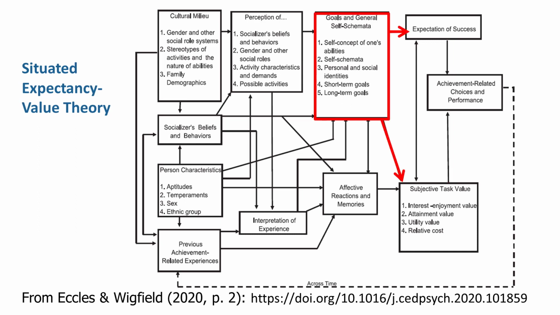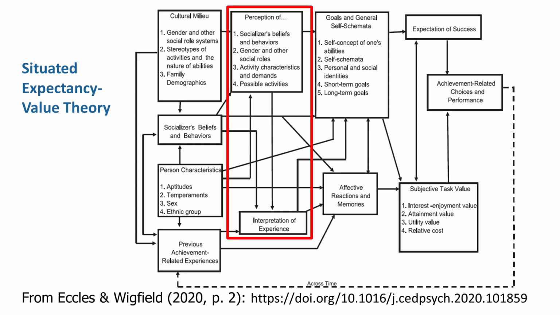Here we see how goals and general self-schemas affect both expectancy and value. This includes things such as self-concept of one's abilities, self-schemas, personal and social identities, and short and long-term goals. Values are also directly influenced by affective reactions and memories. As we take a step back further in the model, we see that both of these boxes involve perceptions and interpretations, both of which can be influenced by other people.